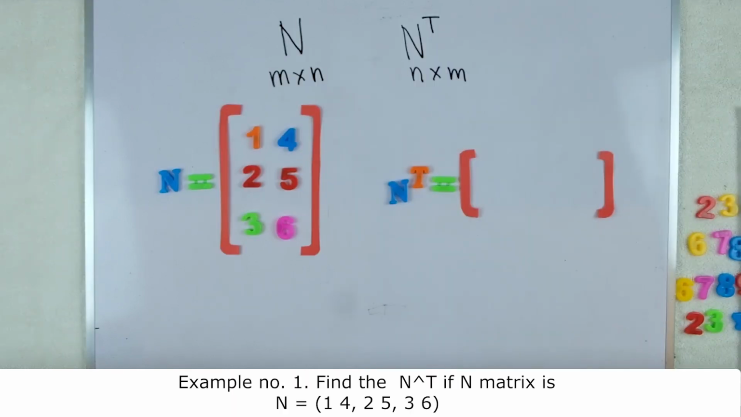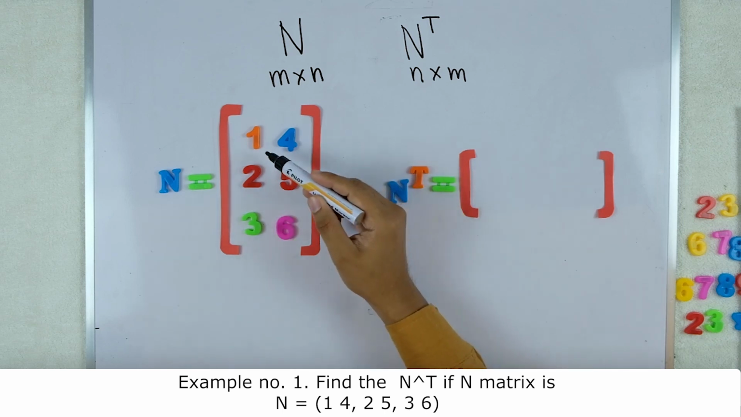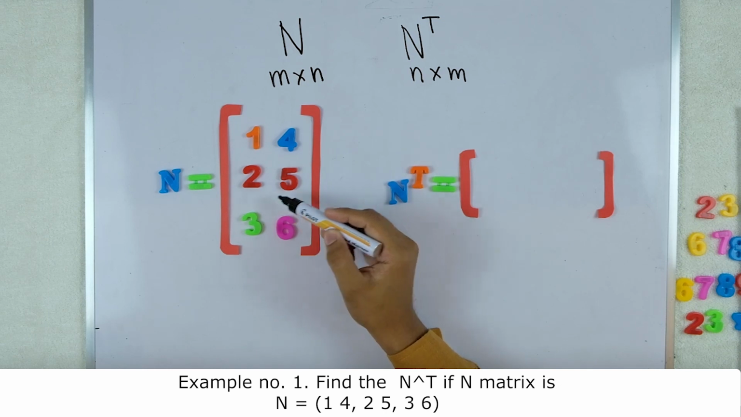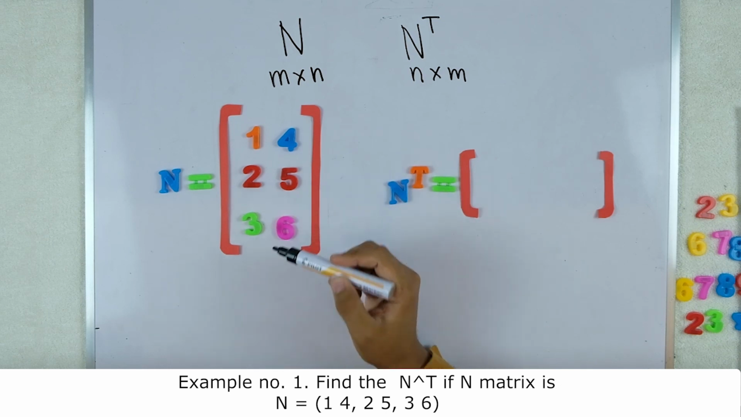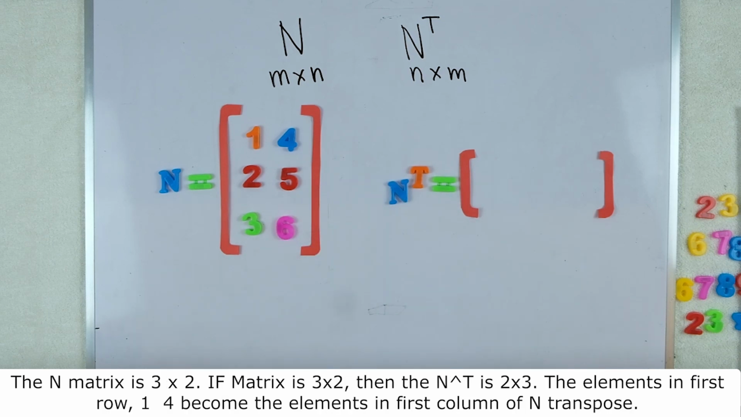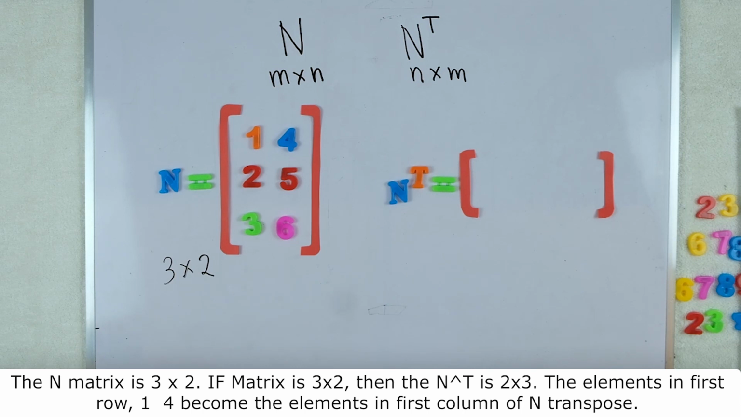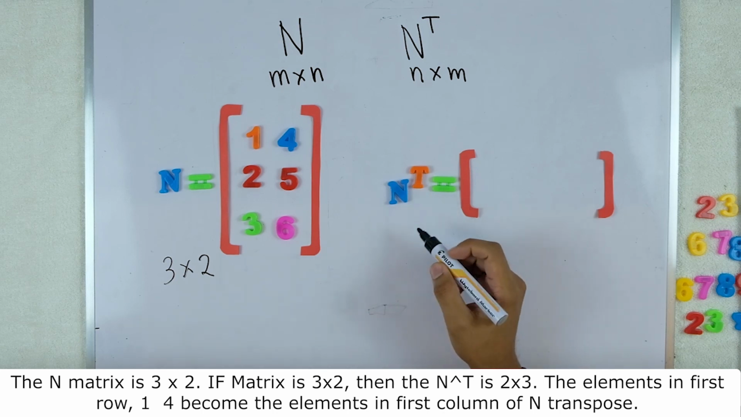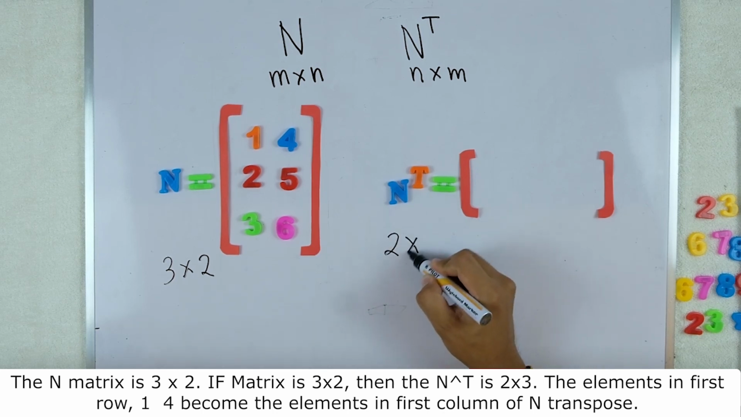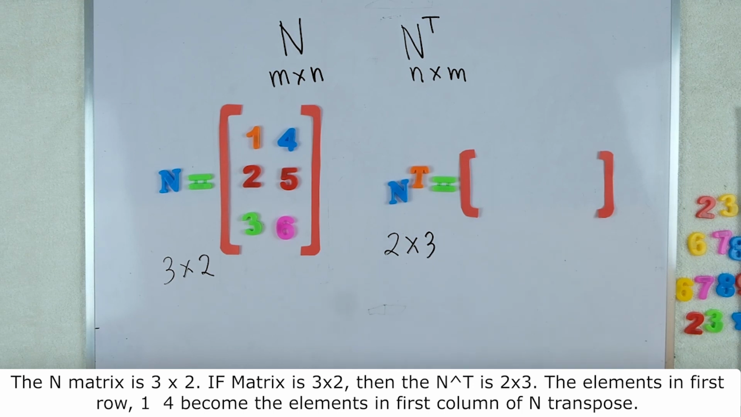Example number 1. Find the N transpose if N matrix is 1, 4, 2, 5, and 3, 6. The N matrix is 3 by 2. If the matrix is 3 by 2, then the N transpose is 2 by 3.